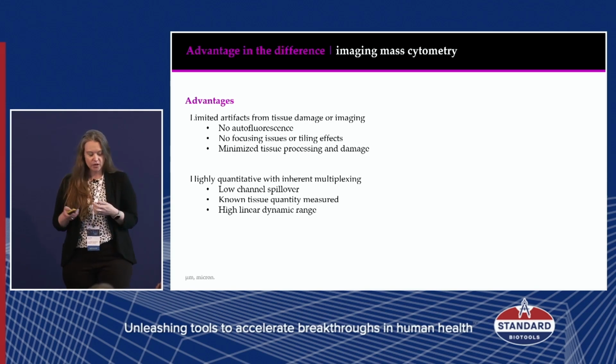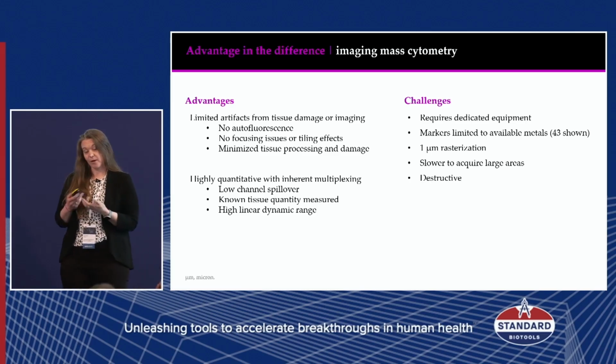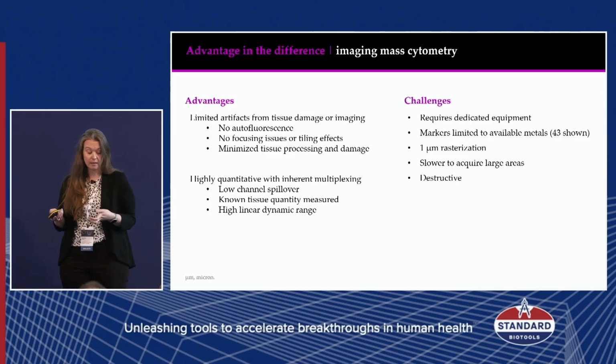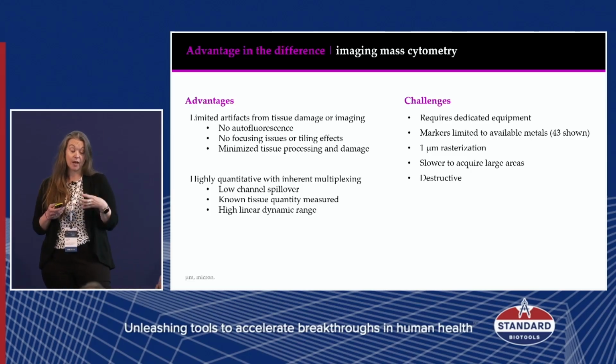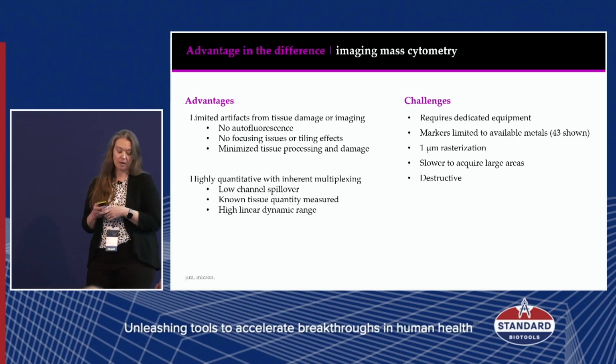With every technology, obviously, there are going to be some challenges. You need to have a mass cytometer or have access to one. The conjugation chemistry is always going to limit how many markers we can look at. Currently, that chemistry is getting us about 43. We are limited to that 1 micron rasterization size, which is what makes it slower to acquire these large areas. And obviously, the technology is destructive, so it can't be combined with anything after the fact.